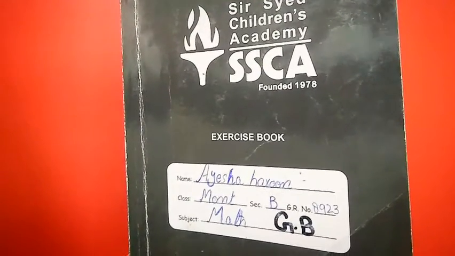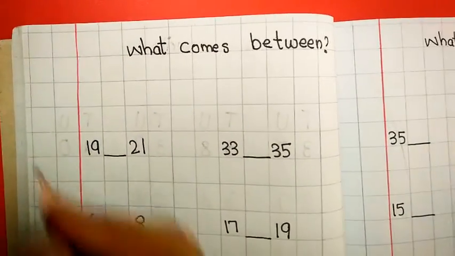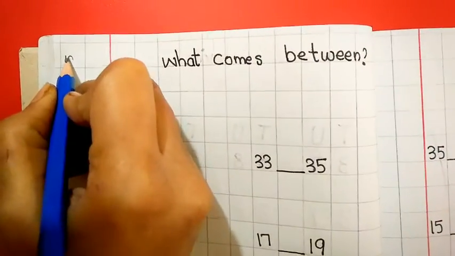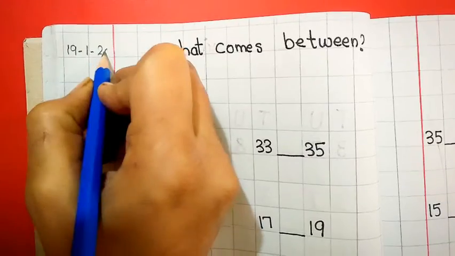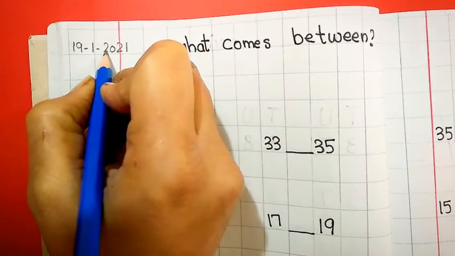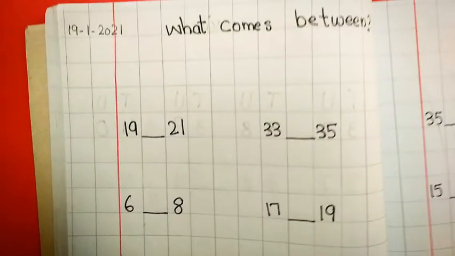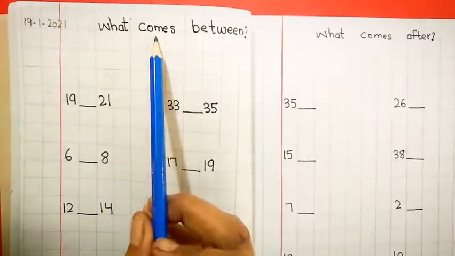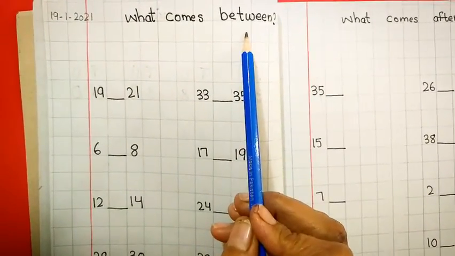Now open up your copy. First of all, write down the date. It's 19th of January 2021. Now let's see the question. What comes between?